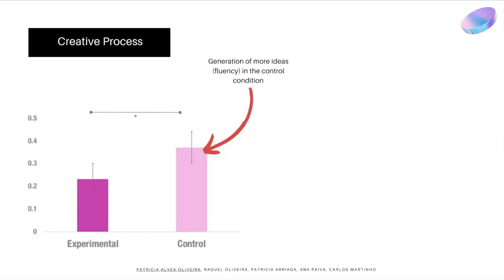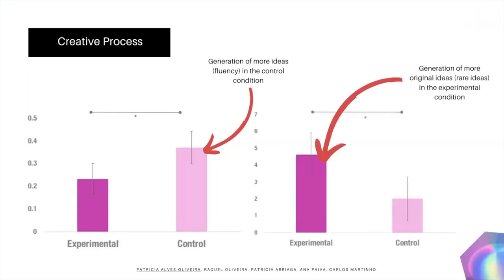In this graph, you can see that in key stages of the story creation, children in the control condition generated more ideas, which is called fluency, compared to the experimental condition. We also found that the ideas generated towards certain key elements of the story were more original in the experimental condition compared to the control. So although fewer ideas were generated in the experimental condition, they were more original or more rare.